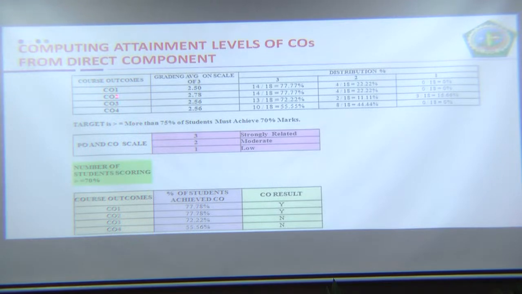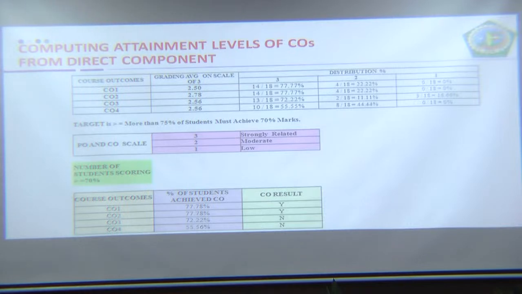So here, you can have the class average of CO1. For CO1, the class average on a scale of 3 is 2.5, for CO2 this, CO3 this, CO4 this. So from the class average you will come to know how much students have done, and this is the percentage of the students. Here we can say that if more than 75% of students score, then the CO is attained, otherwise CO is not attained. Dr. Anush, here you can see if 72% students have achieved, we are saying the CO target level is not achieved. Basically, it's up to us what target we set for the attainment of COs.